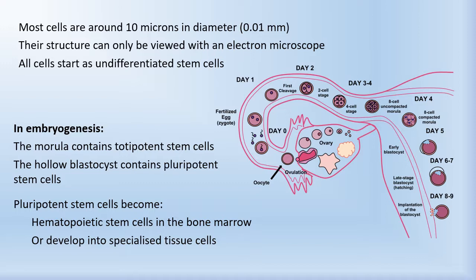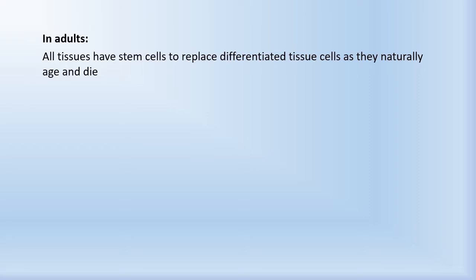The hematopoietic stem cells, they go to the bone marrow and they eventually become either erythrocytes, so red blood cells, or leukocytes, white blood cells. Others form the cells of the tissues. The replacement of senescent or dying cells occurs throughout the body. Cells can only replicate so many times before they die, and this is a protective mechanism to maintain healthy cells. So all tissues have stem cells to replace the differentiated tissue cells as they naturally age and die.